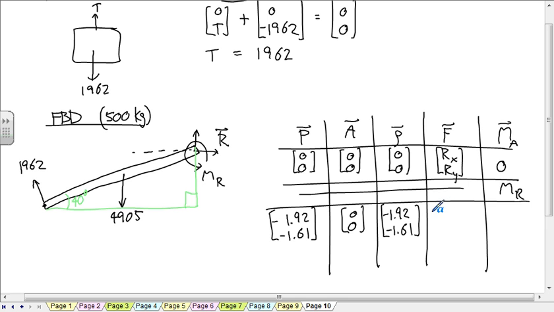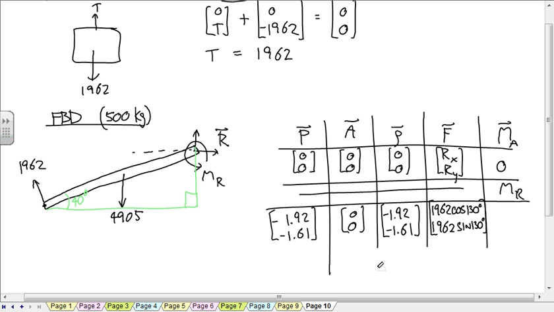So this is 1962 times cosine of 130, 1962 times the sine of 130. We'll figure that out when we go to Newton's second law.